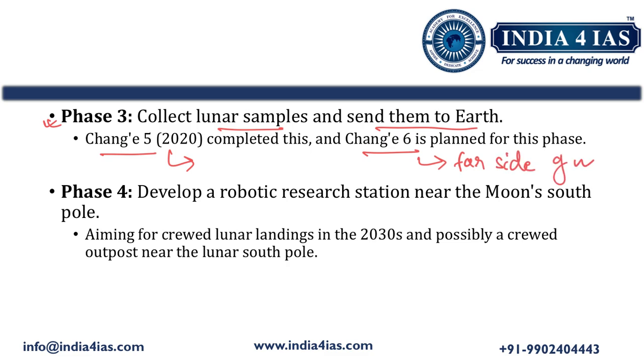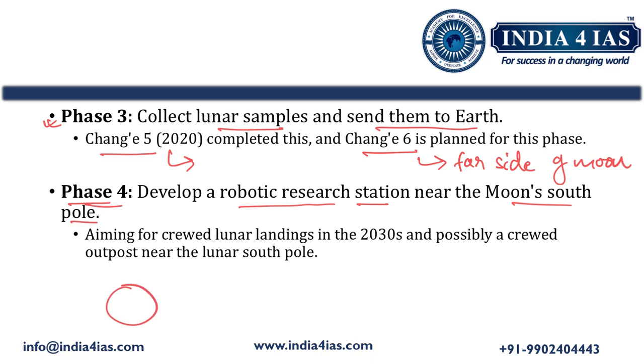Far side of the moon. That means the region which is not visible from the Earth. Then coming to phase 4 of the Chinese lunar space exploration. It aims to develop a robotic research station near the moon's south pole.